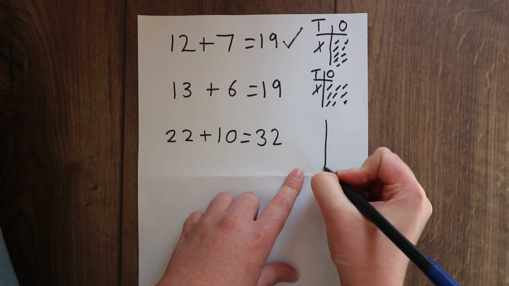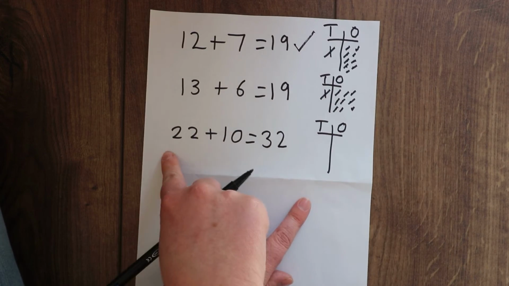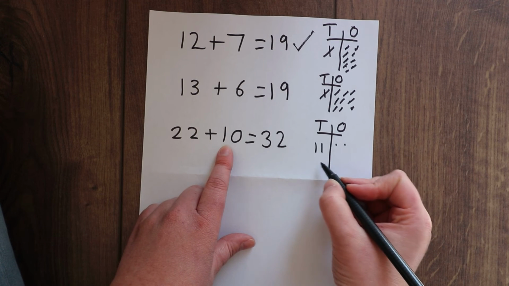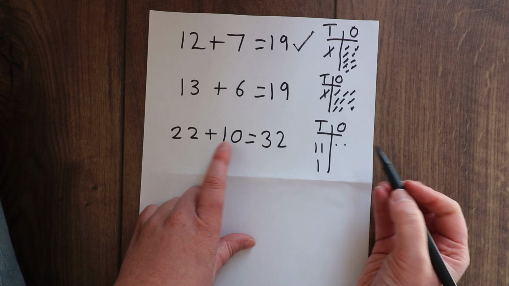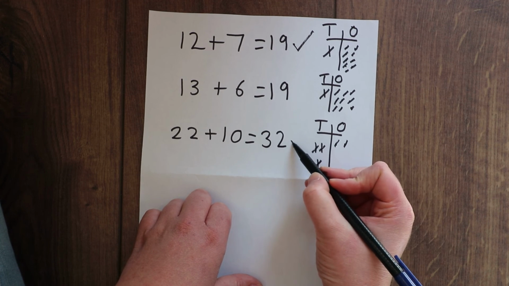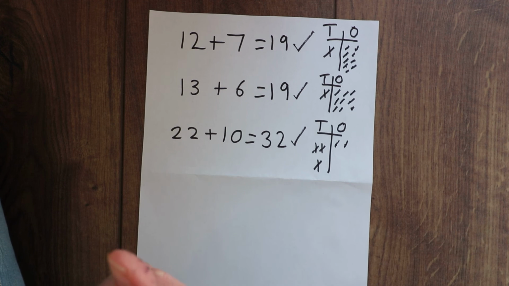Let's check using my tens and ones. Okay, 22 has got two tens and two ones, and 10 has got one 10 and zero ones. Let's count. 10, 20, 30, 31, 32. Well done if you got them all right.